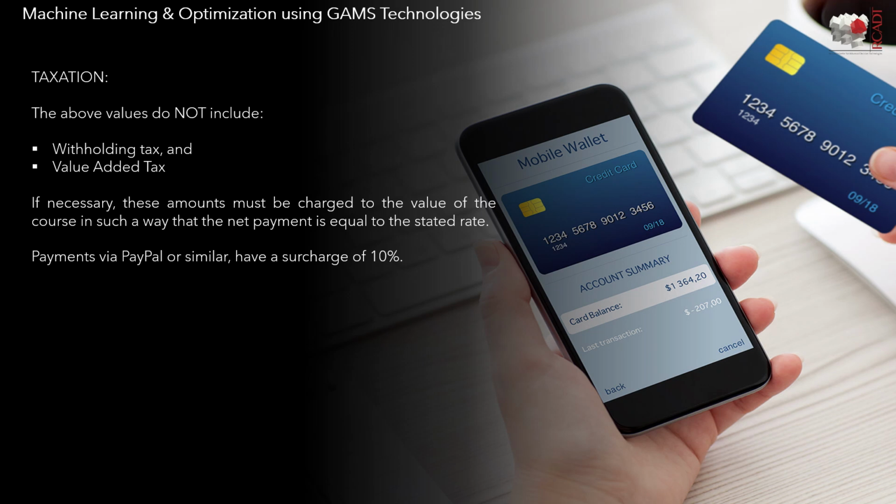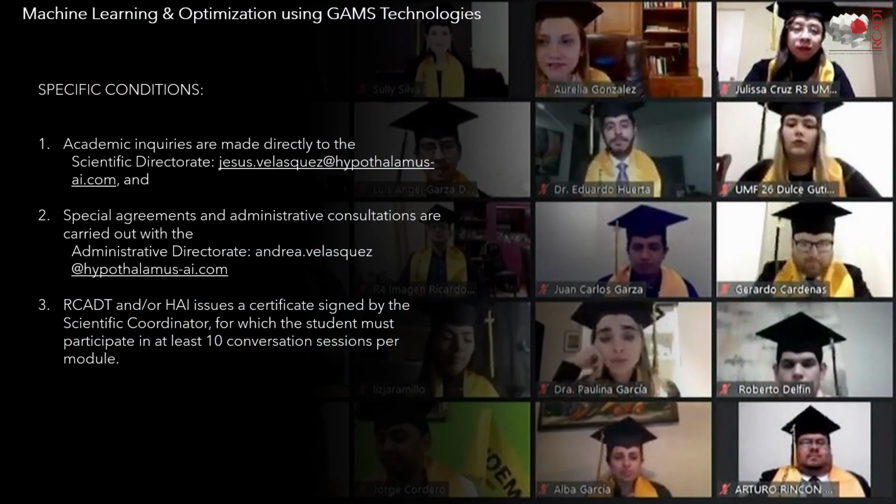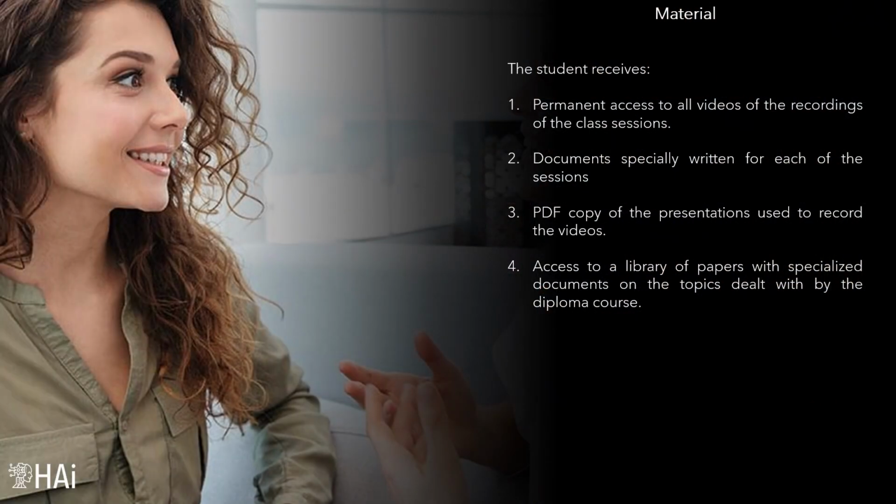Payments via PayPal or similar have a surcharge of 10%. HI issues a certificate signed by the chief scientist, for which the student must participate in at least 10 conversation sessions per module. GAMS will validate the certificate granted by HI. Specific conditions. Academic inquiries are made directly to the Scientific Directorate, and special agreements and administrative consultations are carried out with the Administrative Directorate. The student receives permanent access to all videos of the recordings of the class sessions.